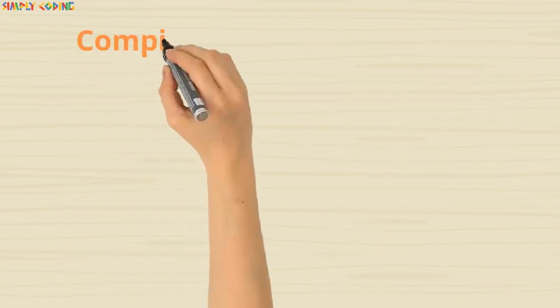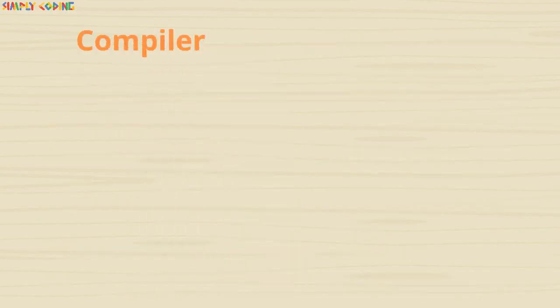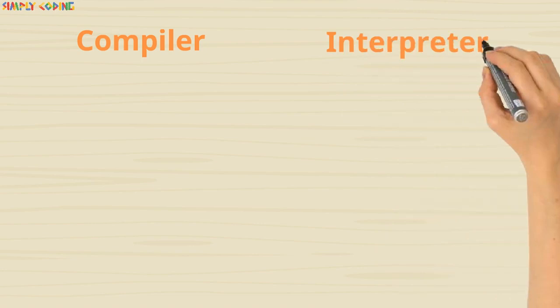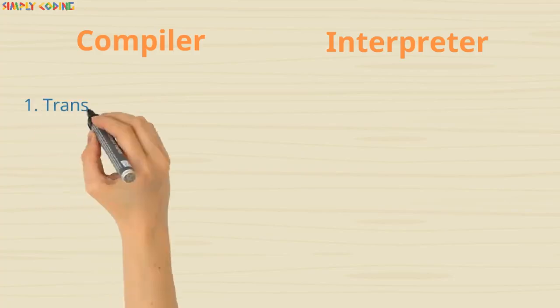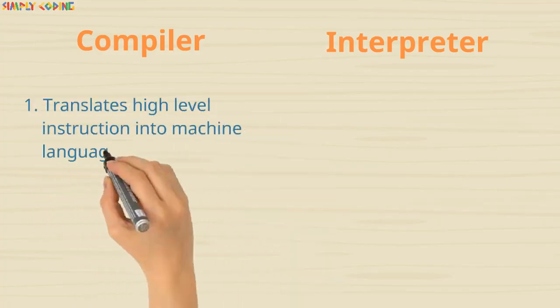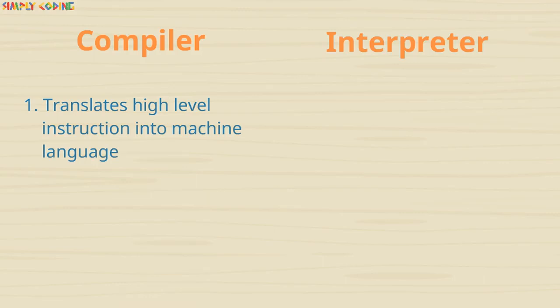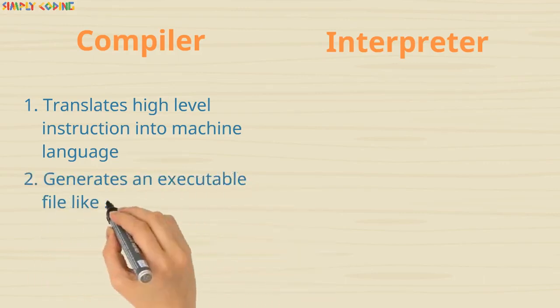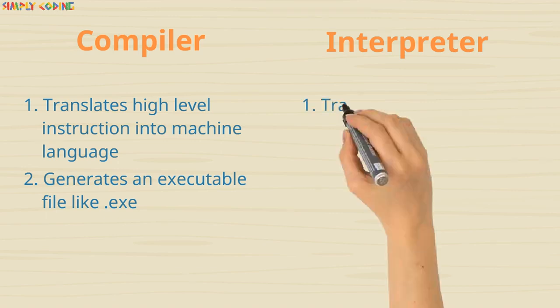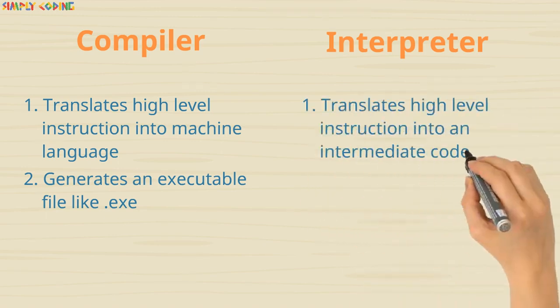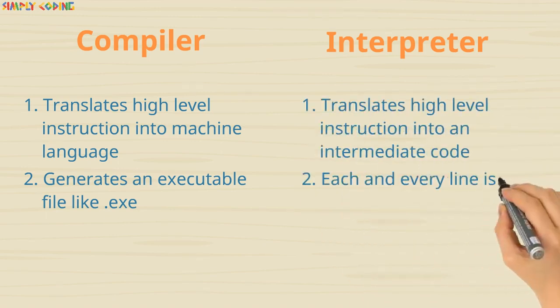A code in high-level language needs a compiler or interpreter to convert the code into machine language. Let's understand the difference between the two. The compiler translates the high-level instructions into machine language and generates an executable file like .exe. Interpreter translates the high-level instruction and executes each and every line individually.